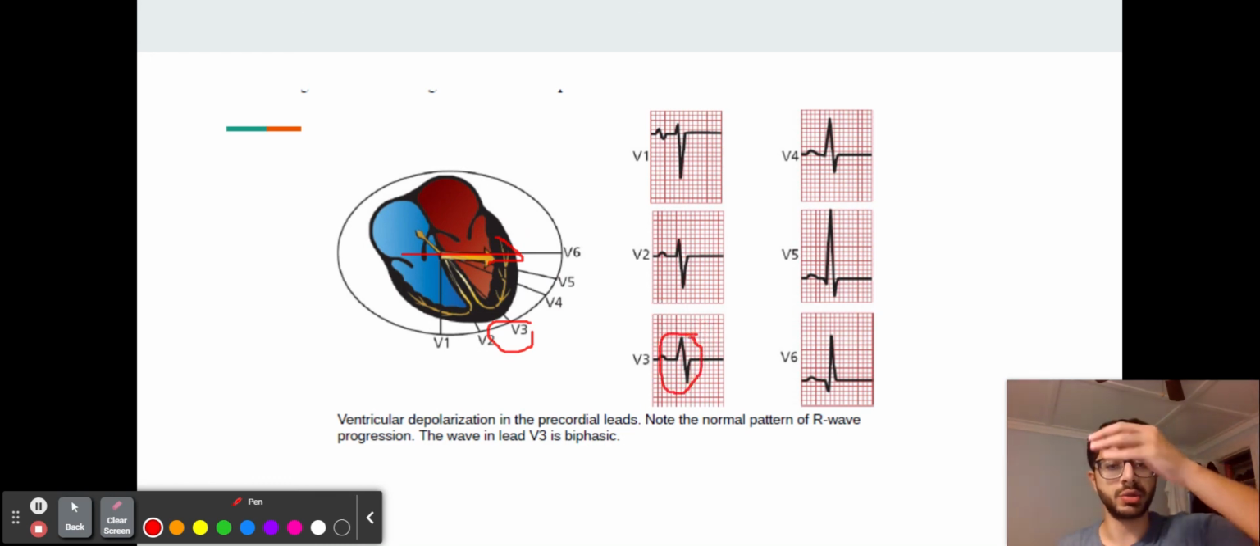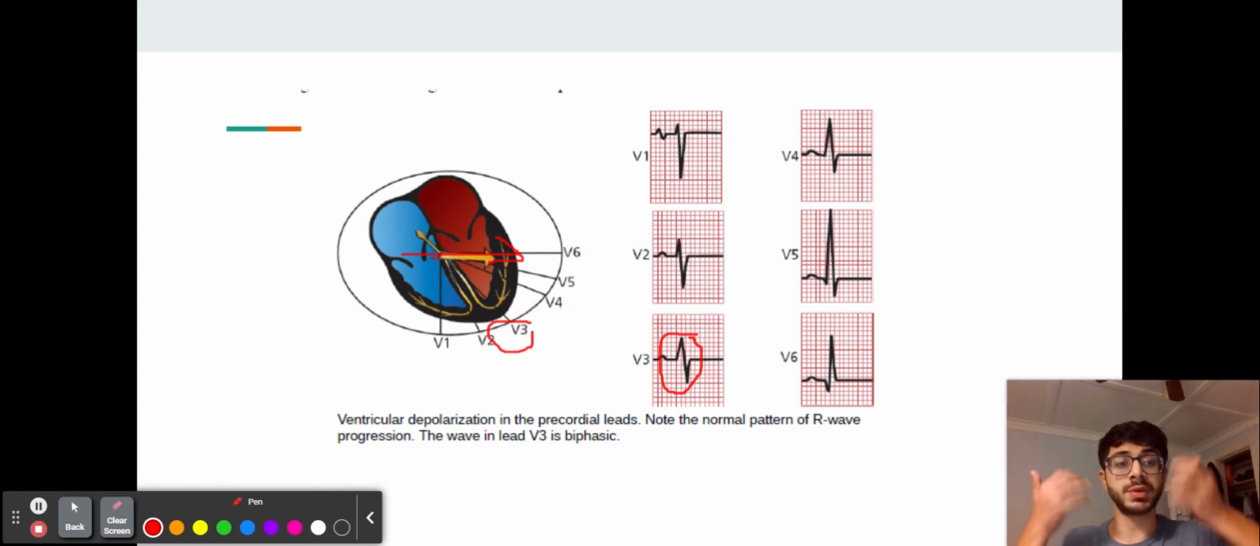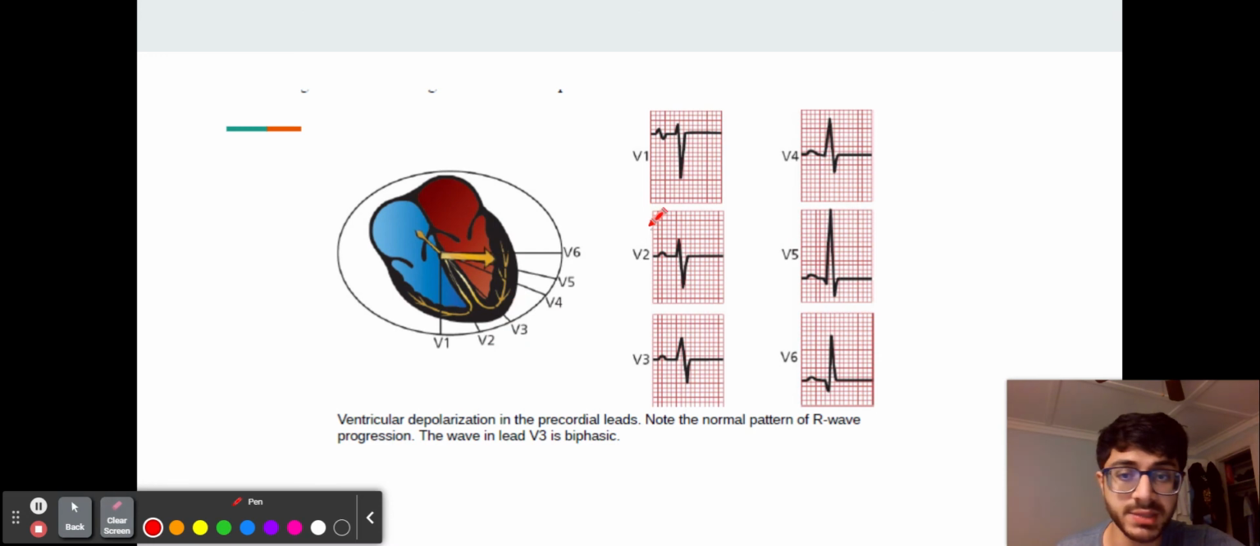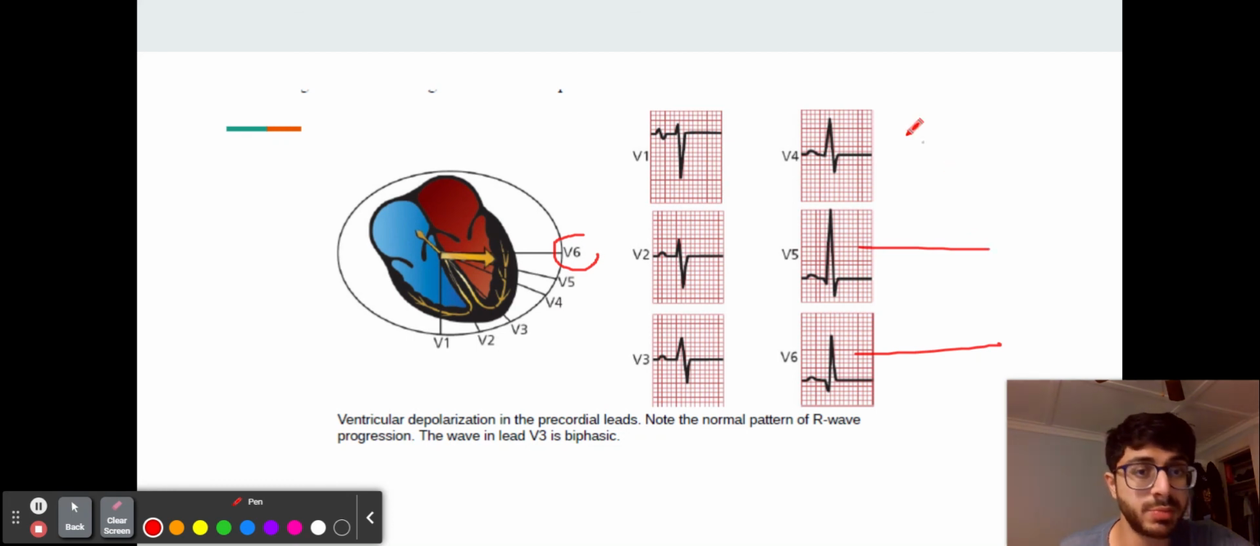So you will have a Q, or you may not have a Q. You'll have an R wave, then you'll have an S wave. The R wave is showing that V3 is initially thinking that current is coming towards it, and the S wave is showing that the electrode is then thinking that current is going away from it. You'll notice that V6, because of where it's placed in space, is going to have the tallest R wave. V5 is going to be a little smaller. V4, you're going to have a little S wave coming in.